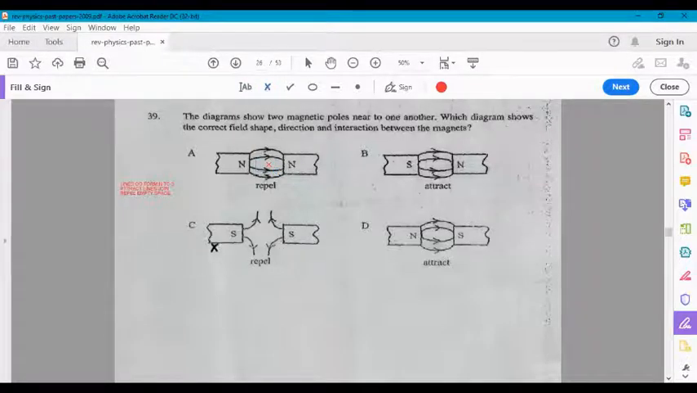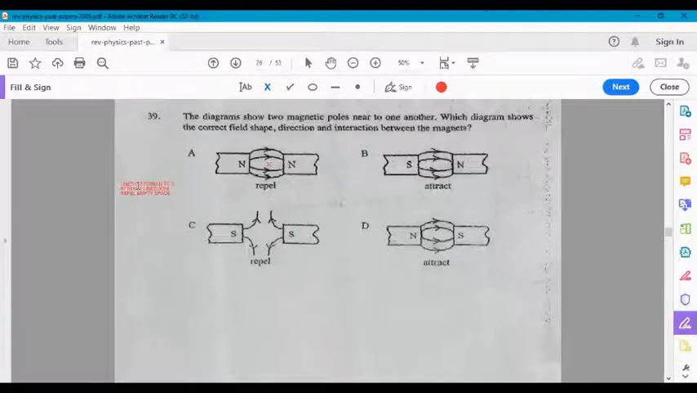Let's look at C. Okay, we have repulsion, south pole and south pole. That's good, and we have our empty space, so the field shape is correct, so we're going to leave that for now. And what about here? We have north and south, and they're attracting, and the lines join up, so yes, that fits the criteria for the field shape. Now let's check out the direction.